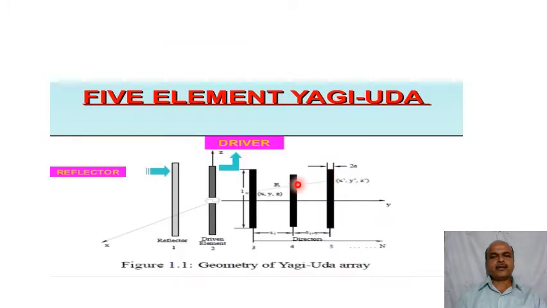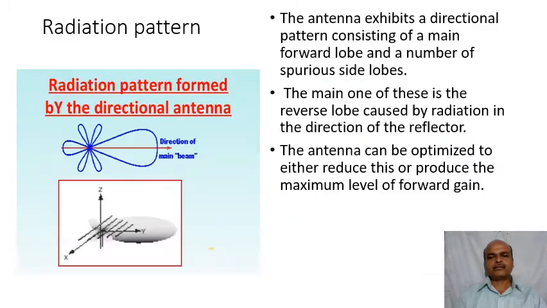So this is a 5-element Yagi-Uda antenna as shown in this figure. This is a reflector, this is the driver, and these are the directors as shown in this figure. So this is a 5-element Yagi-Uda antenna. We will also solve one problem on the 6-element Yagi-Uda antenna.